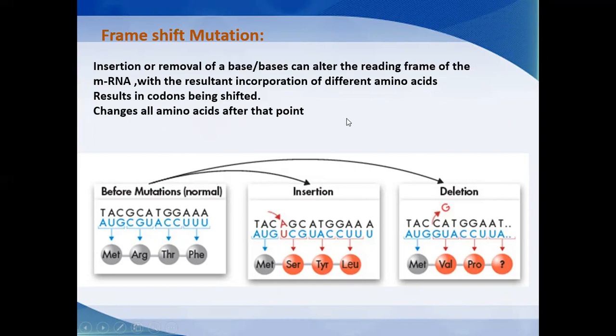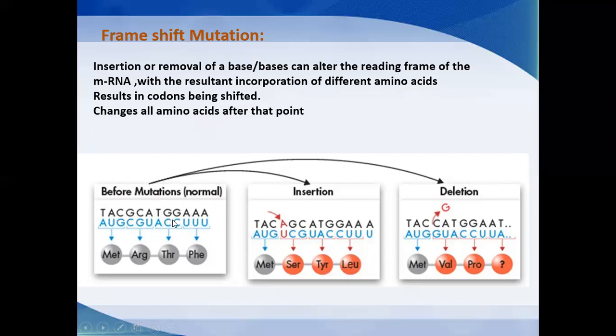But in the case of frame shift mutations, in the reading frame of the DNA molecule, a few nitrogen bases are deleted or extra nitrogen bases are added. So that's why we are getting either a decrease in the amino acid number, or sometimes an increase in the amino acid number. Here, before mutation, is a normal DNA molecule having this nucleotide sequence. So this is the DNA nucleotide sequence.